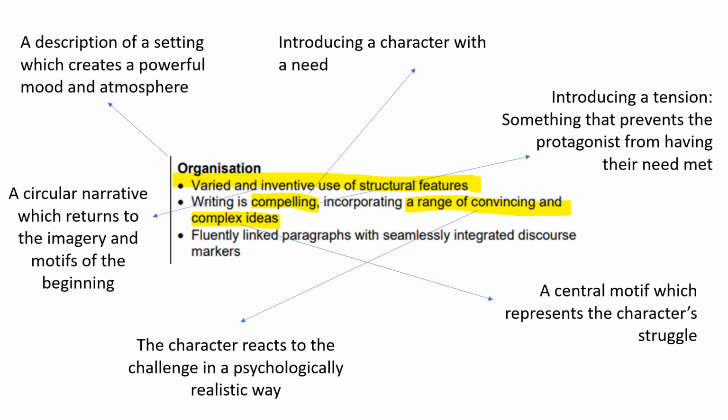And once we've done all that, we're going to return to some of the descriptions from the beginning of the story, and this is called a circular narrative. It returns to the imagery and motifs at the beginning to remind the reader of the themes and to produce a satisfying ending, which is, well, it's what the examiner would call varied and inventive.